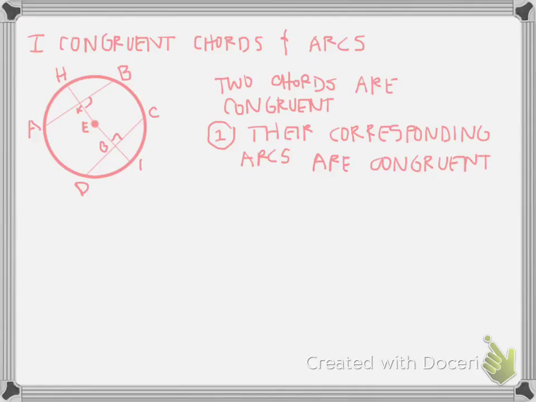Okay, so that means that AB would be equal to DC if the measure of the arcs are equal. Okay, they are equidistant from the center. So two things: their corresponding arcs are congruent and they are equidistant.